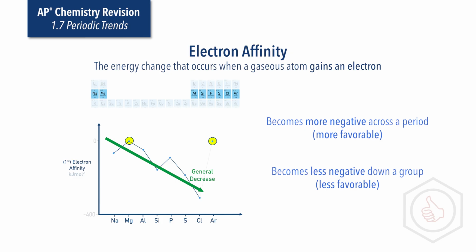This can be explained as a greater attraction between the nucleus of an atom and an incoming electron as you go across a period, and a decrease in attraction as you go down a group. Note that there are some slight exceptions to this trend, which are usually explained as atoms having filled sublevels, so incoming electrons experience less attraction to the nucleus.